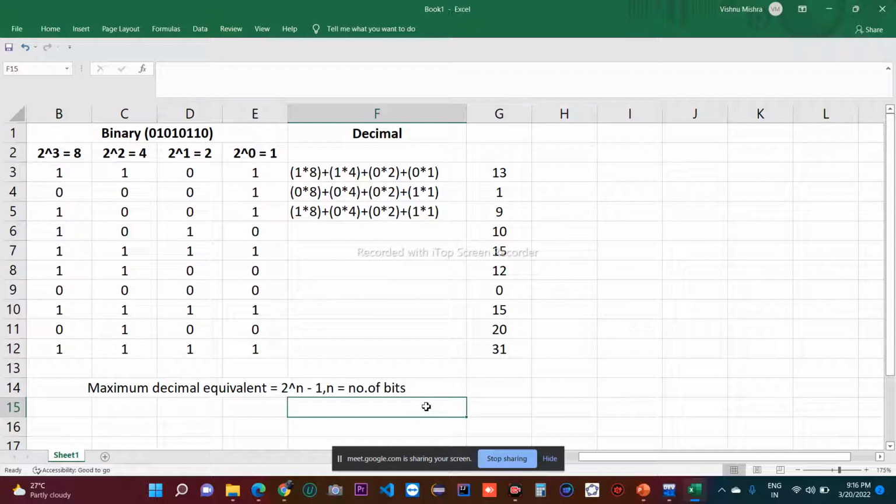So if anyone asks you, this can be asked in an interview, or it can come in an objective type paper, that let's say the number of bits is 10. Then what is the maximum decimal equivalent that can be made from 10 bits? What will be the answer?